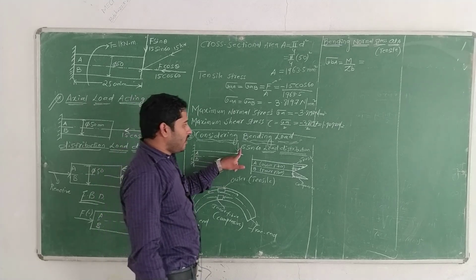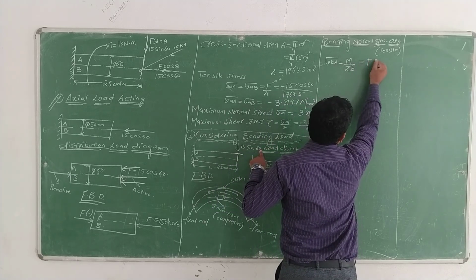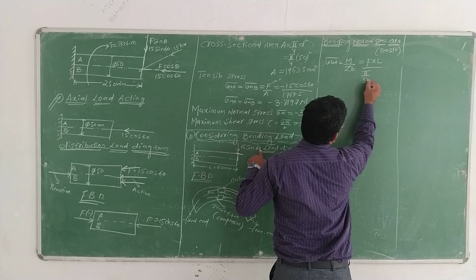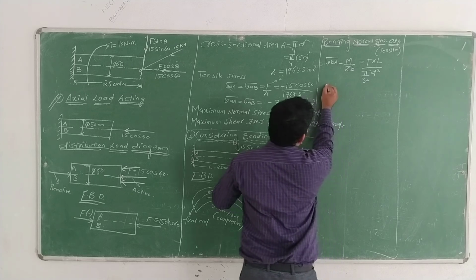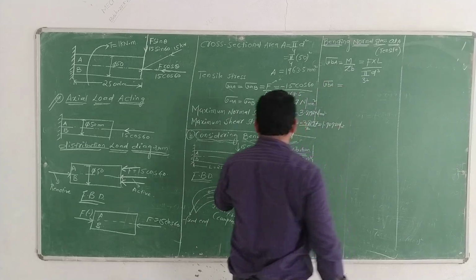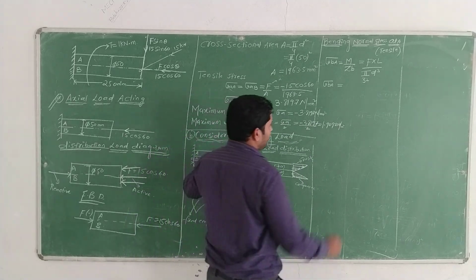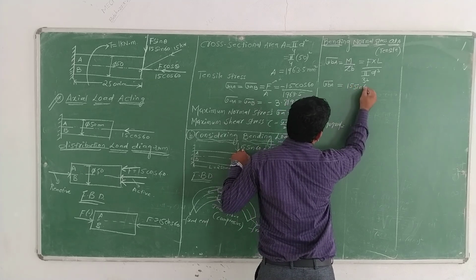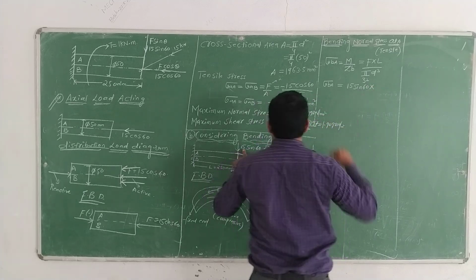How much force did we apply here? 15 sin 60. So what is the formula? Force into length by pi by 32 into d cube. Okay dear, let us see. Sigma BA is equal to force. We applied the force of 15 sin 60, into the length.